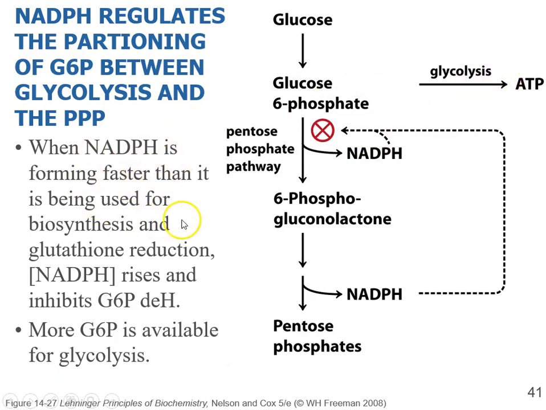So if NADPH happens to be forming faster than it's needed, either for biosynthetic reactions or for glutathione reduction, the NADPH will, by feedback inhibition, inhibit the glucose 6-phosphate dehydrogenase enzyme. Remember, that's the first enzyme that catalyzes the very first reaction of stage 1 of the oxidative branch. And then more glucose 6-phosphate becomes available for glycolysis.